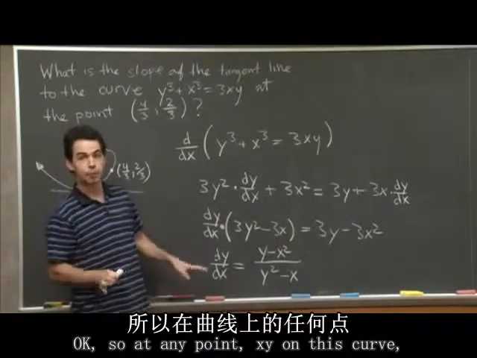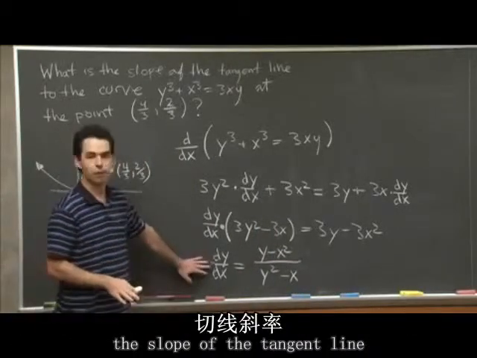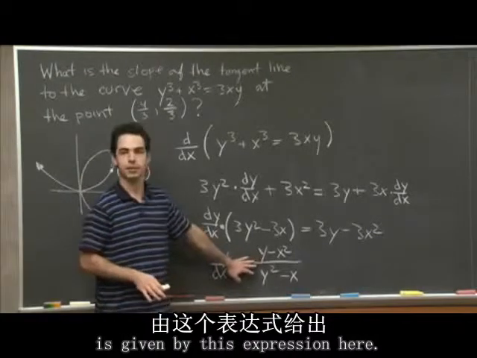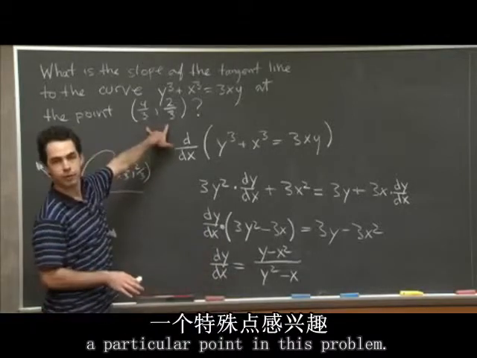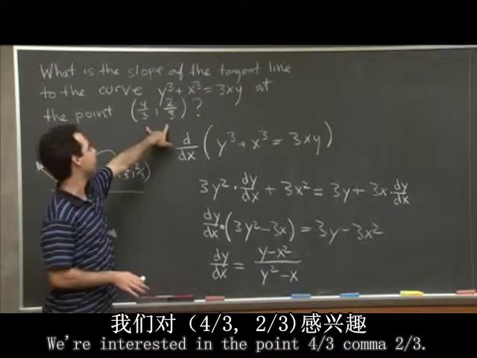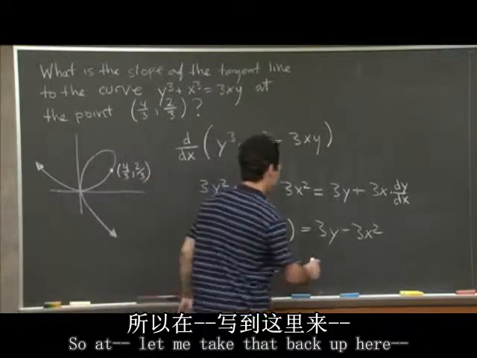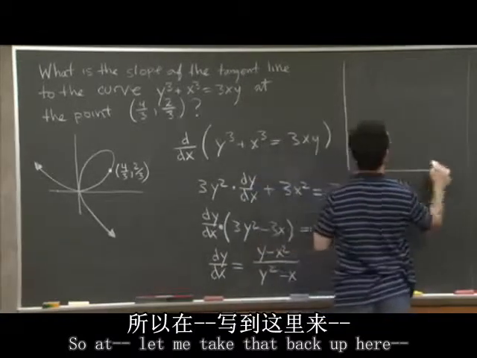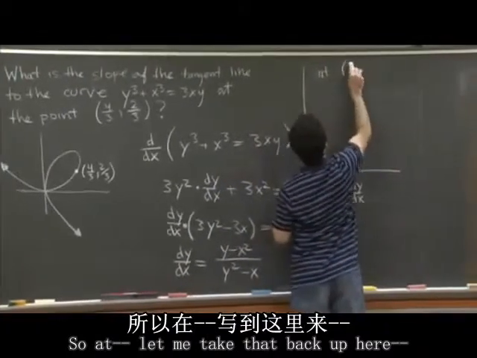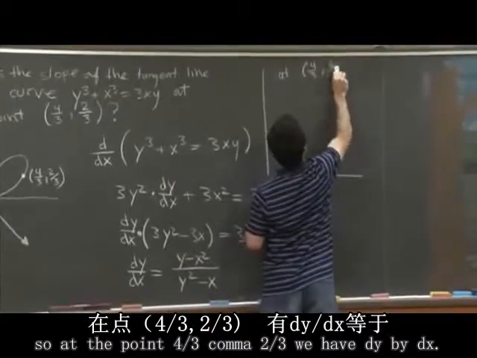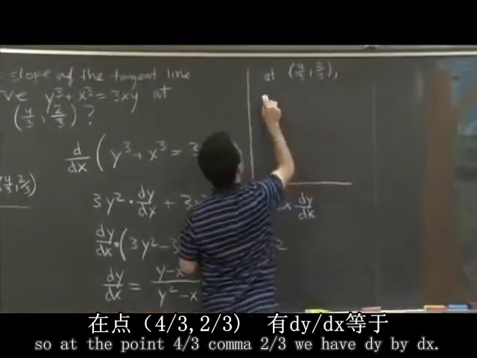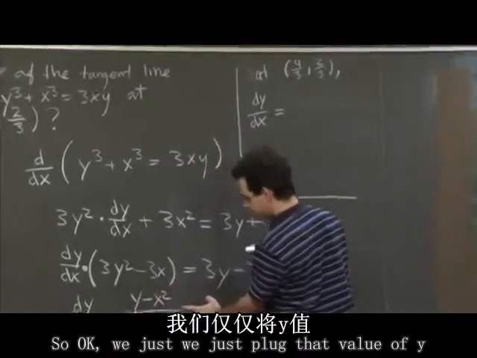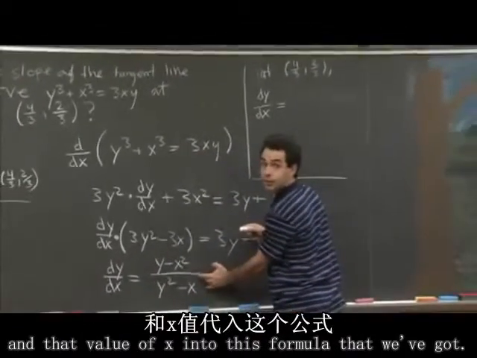At any point (x, y) on this curve, the slope of the tangent line is given by this expression here. And we're interested in a particular point in this problem. We're interested in the point (4/3, 2/3). So let me take that back up here. At the point (4/3, 2/3), we have dy/dx. So we just plug that value of y and that value of x into this formula that we've got.